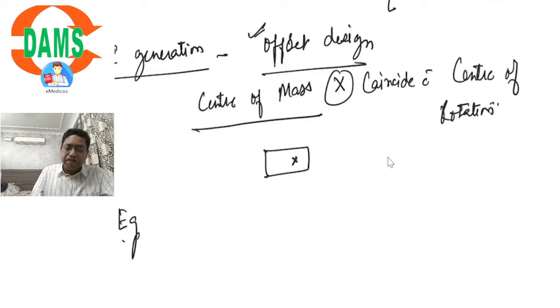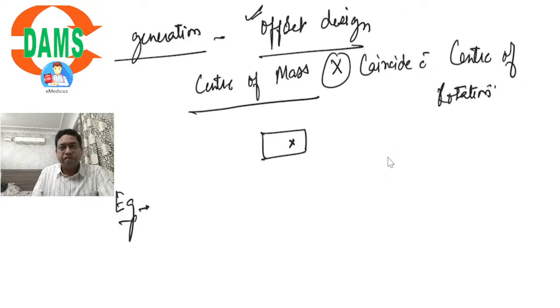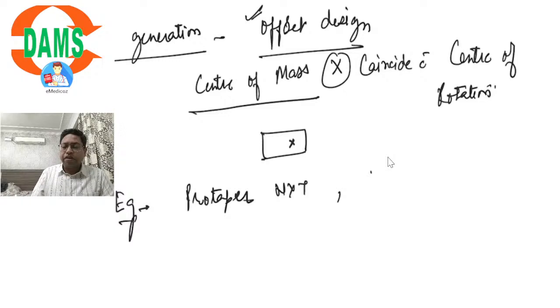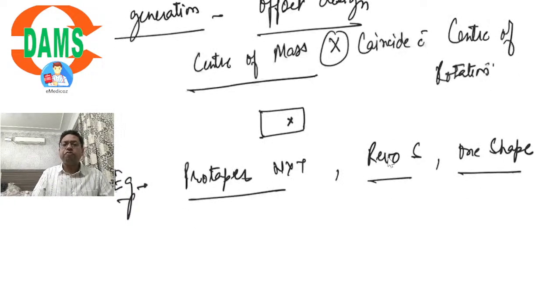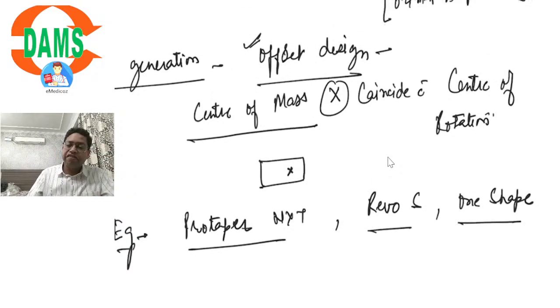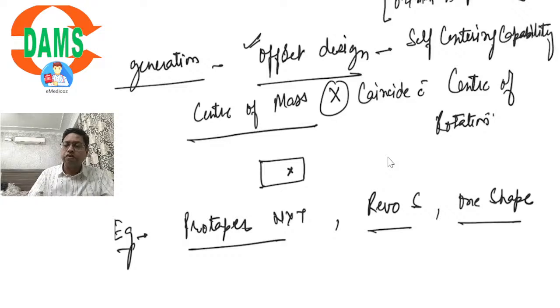Examples of instruments which come under offset design, fifth generation, are ProTaper Next, Revo S, and One Shape. Prominent examples of instruments with an offset design. What is the advantage of this offset design? The instrument has a self-centering capability inside the root canal. This offset design gives a self-centering capability to the instrument.